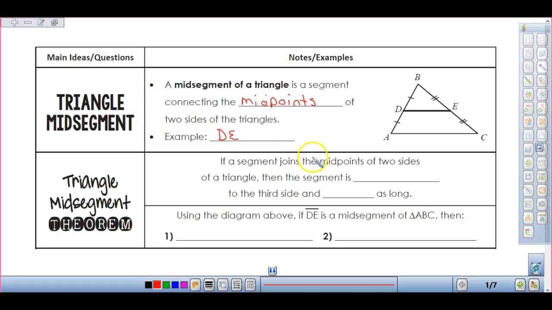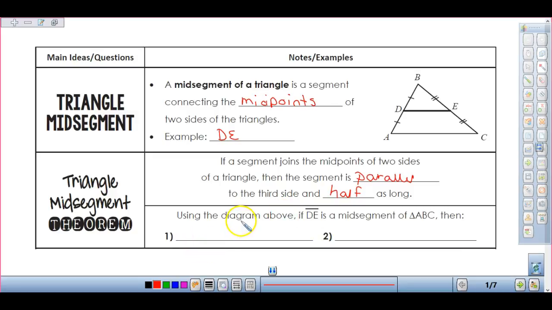Okay, if a segment joins the midpoints of two sides of a triangle, then the segment is going to be parallel to the third side. Okay, so DE and AC are going to end up being parallel to the third side, and it's going to be half as long.